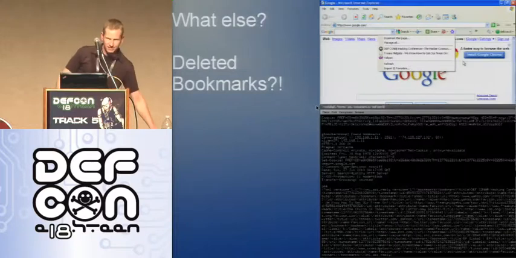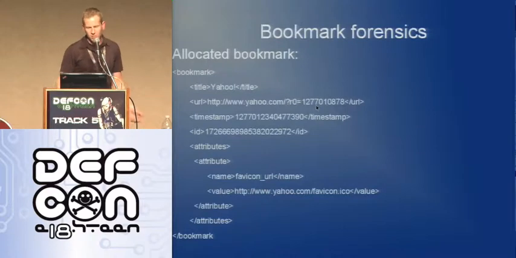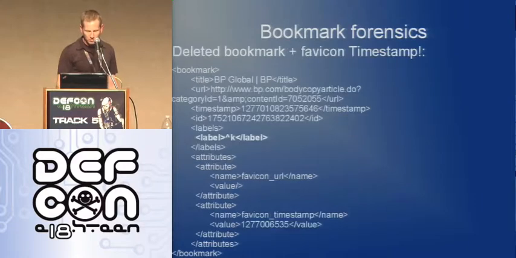What else happens to be in here? Let's see if I've got some more time. I think I do. There's deleted bookmarks. So let's look at an allocated bookmark. In this case, this is the URL structure for it. If you look at a deleted bookmark structure, it has what I call this special K label, because I don't know what else to call it.